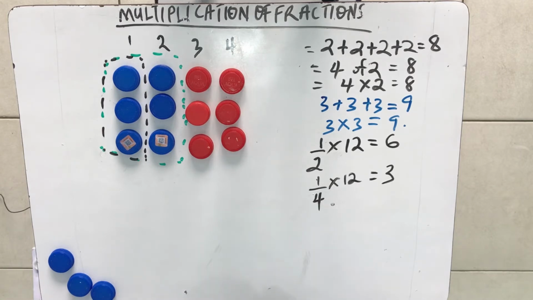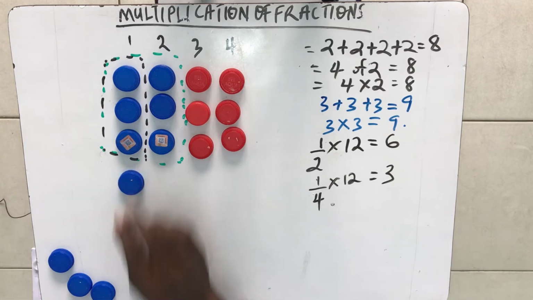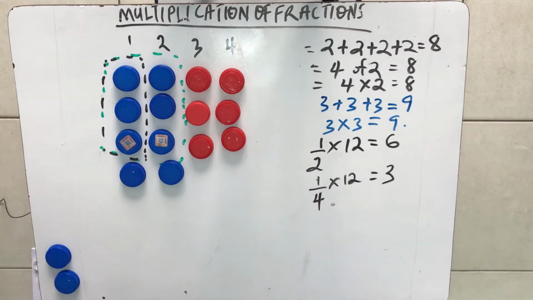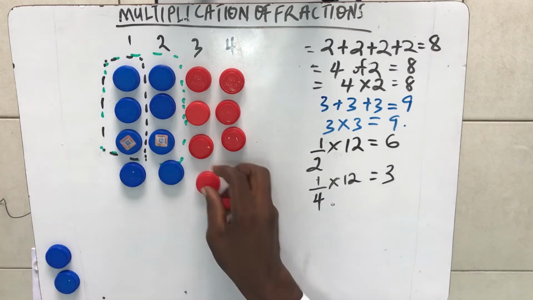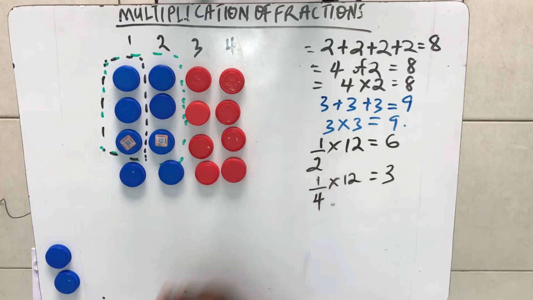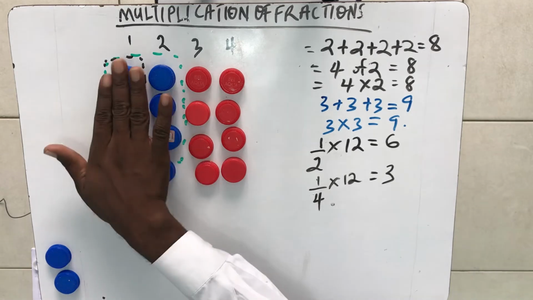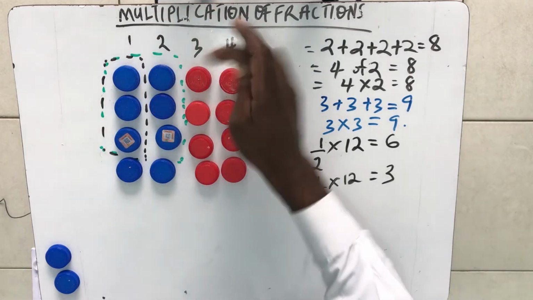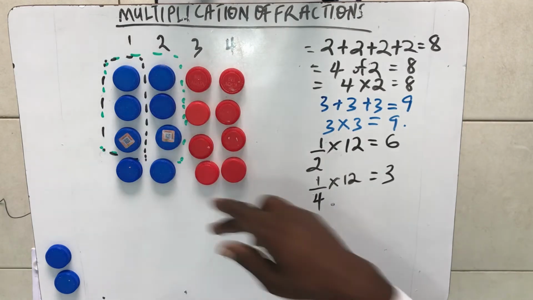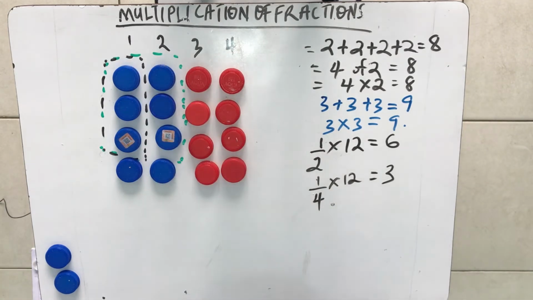Okay, we could move on to another example by adding more counters. So we have 4, 4, and then 2 extra, making this now 12. So in all, we have group 1, group 2, group 3. We have 4 groups of 4, giving us 16.